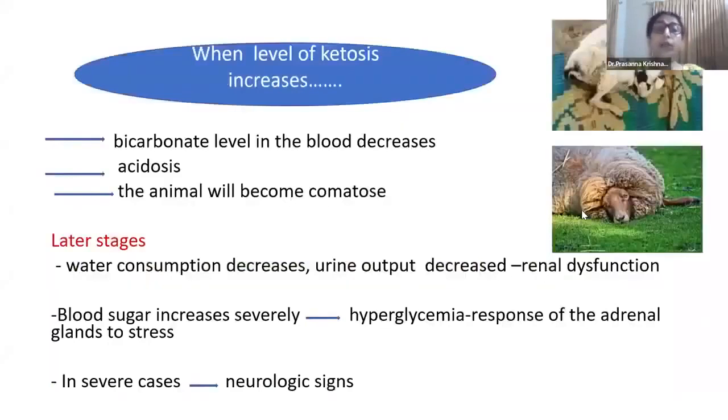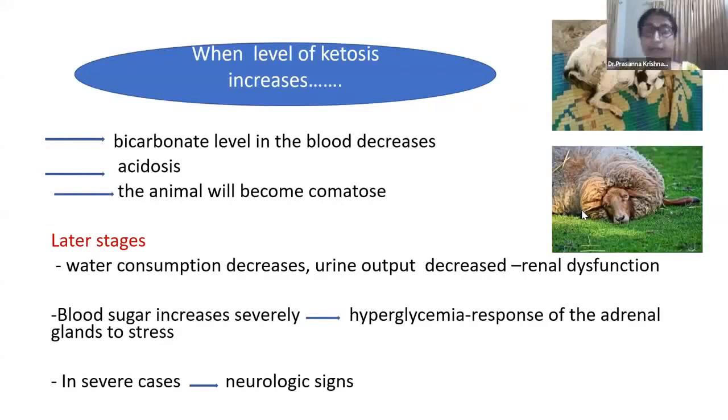As the level of ketosis increases, the bicarbonate level in the blood decreases, and there is also acidosis, and then the animal will become comatose. In later stages, to make the conditions even worse, the water consumption of the animal decreases. Naturally urine output will decrease, and that will end up in renal dysfunction. Then blood sugar increases severely, leading to hyperglycemia, and the adrenal gland will respond to stress, and that again causes problems.